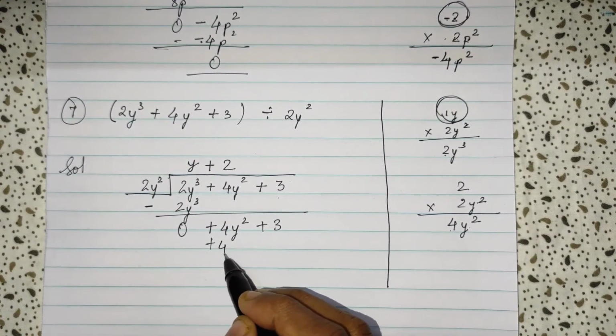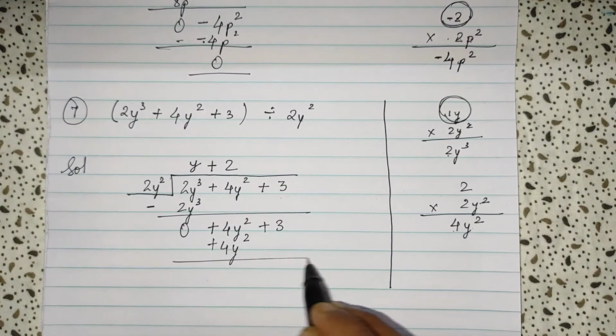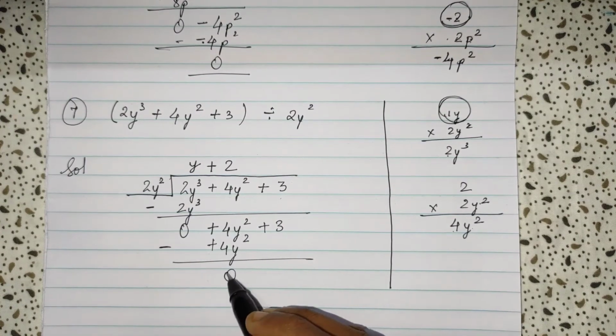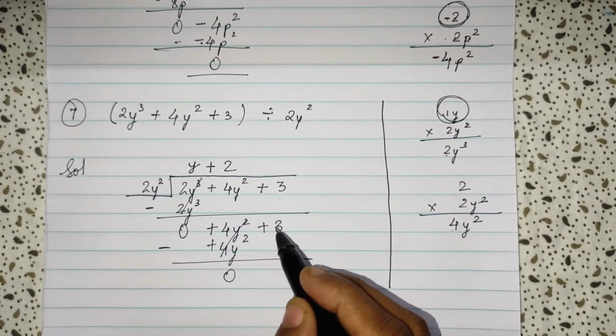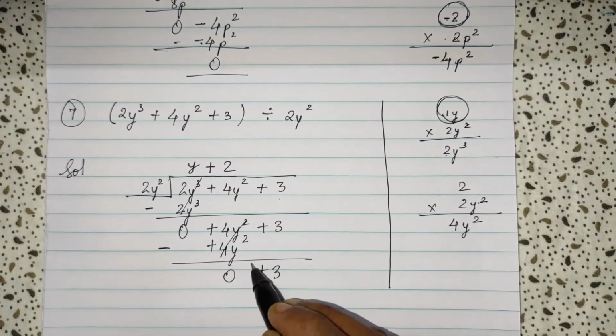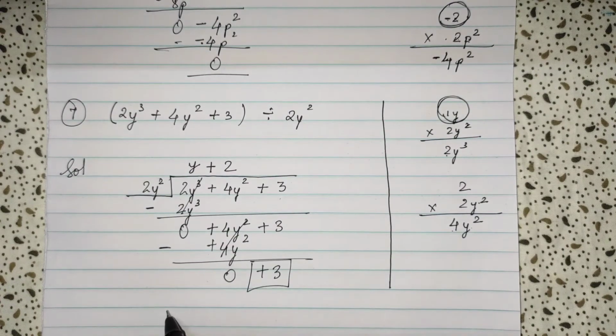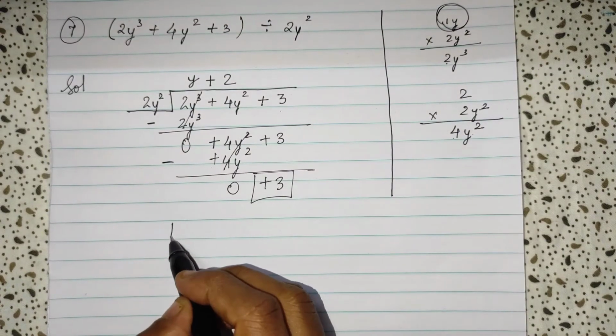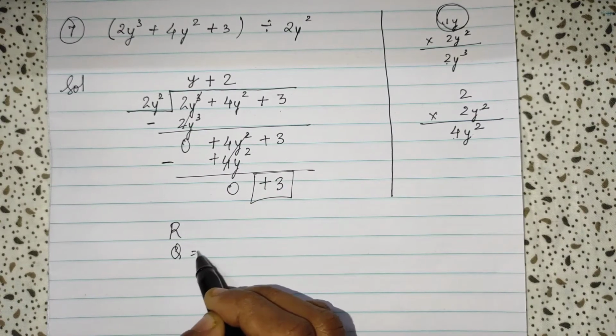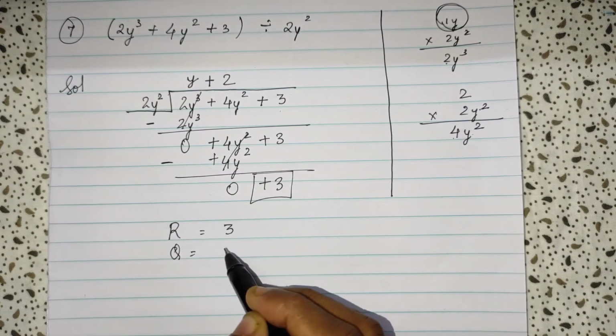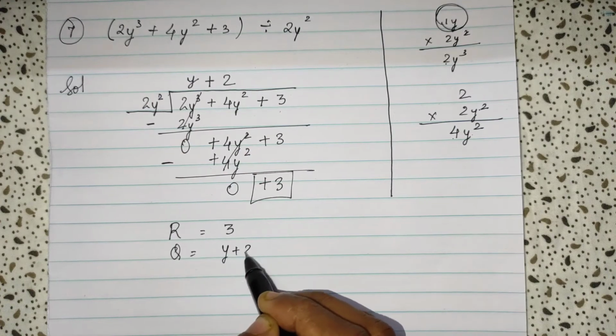Here you get 4y square. Then subtraction, this becomes 0. Now plus 3, this is your remainder. So remainder and quotient. Remainder is 3 and quotient is y plus 2.